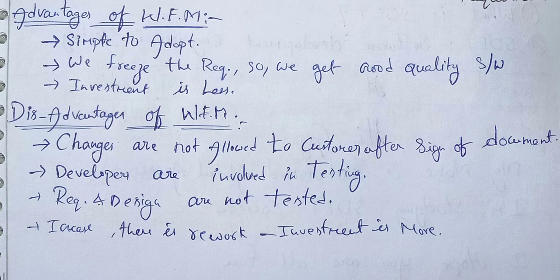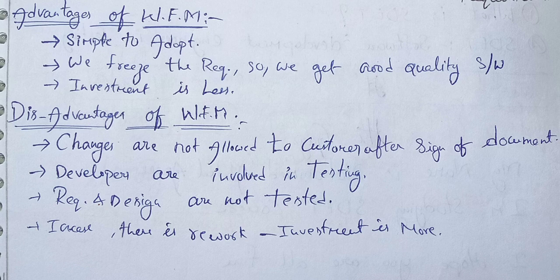What are the disadvantages of the waterfall model? Changes are not allowed to the customer after the sign of document. It is an advantage to the company, not to the customer. And developers are involved in testing. Because of the involvement in testing, they can hide the defects or miss the defects, because they will invest the time which is given for testing the software in development of the software. So they can miss the defects or wantedly hide the defects, and they always test the software from a positive point of view.